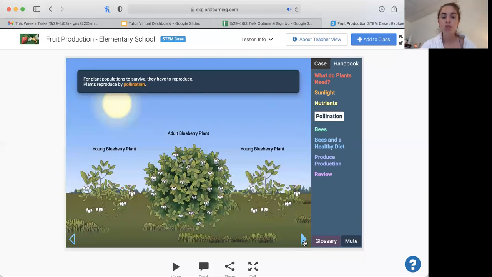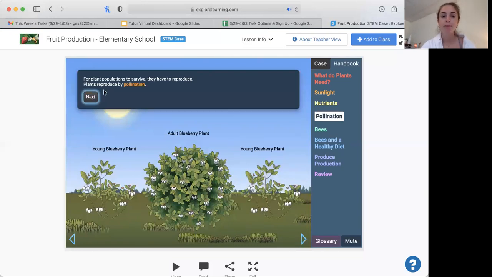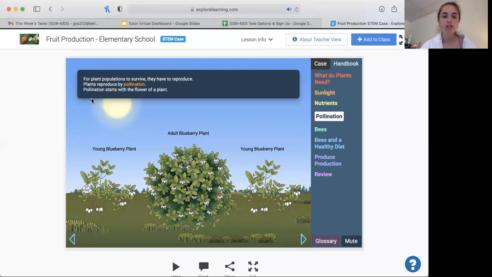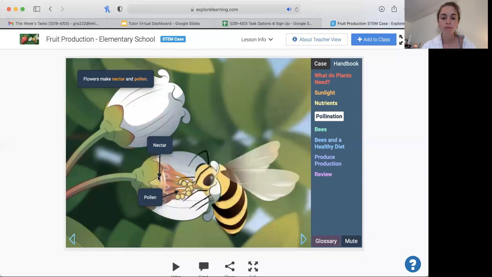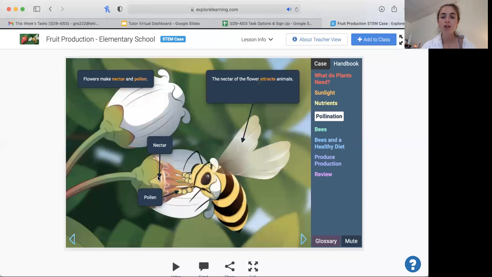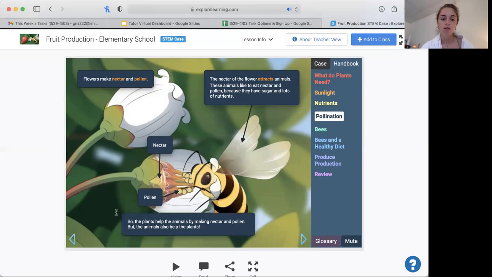For plant populations to survive, they have to reproduce, and plants reproduce by pollination. Pollination starts with the flower of a plant. Flowers make nectar and pollen. The nectar of the flower attracts animals. These animals like to eat nectar and pollen because they have sugar and lots of nutrients. So the plants help the animals by making nectar and pollen, but the animals also help the plants.